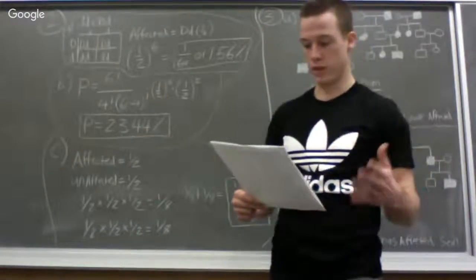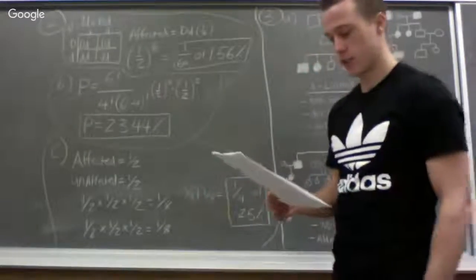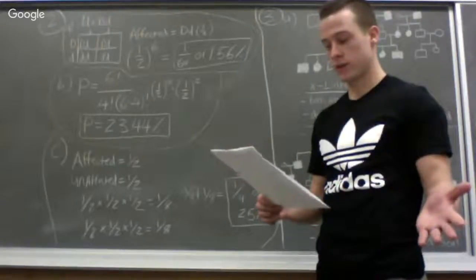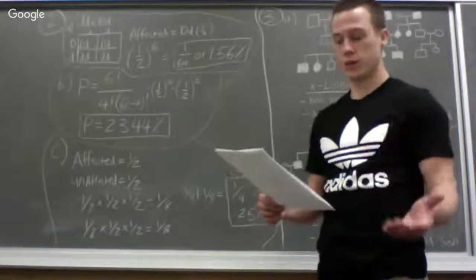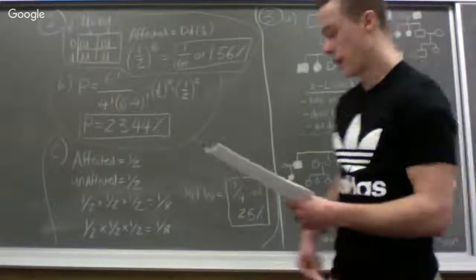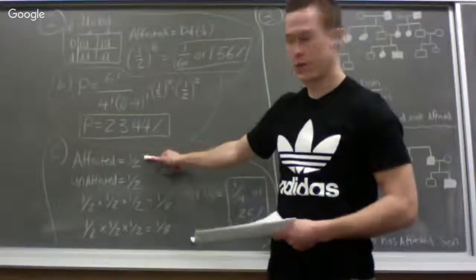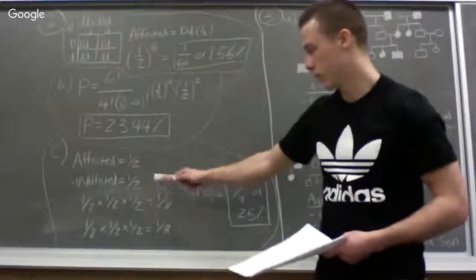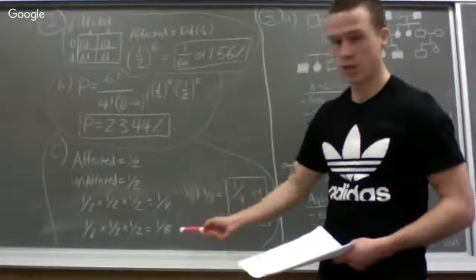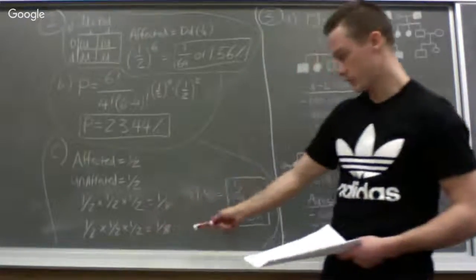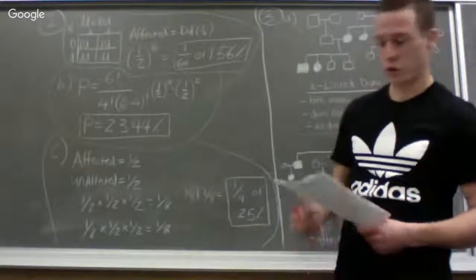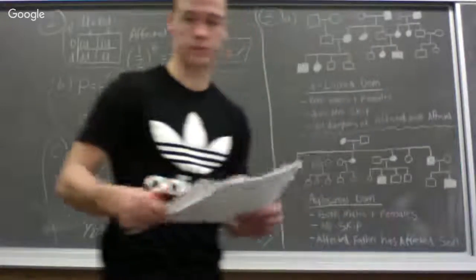Now letter C is asking, what is the probability that the first 3 children will be either all affected with Huntington disease or all unaffected? We know already that this is going to be a sum problem because of the word or. It's a 1/2 probability of being affected, so for 3 children, 1/2 times 1/2 times 1/2 gives us 1/8. Same 1/2 probability of not being affected, so 1/2 times 1/2 times 1/2 is 1/8. Add those two probabilities together, and you get 1/4 or a 25% probability of that happening.